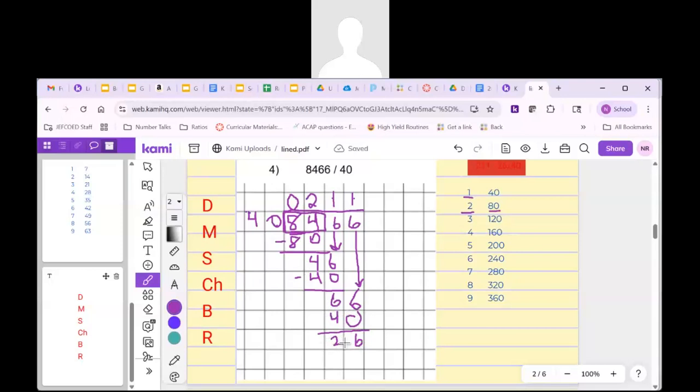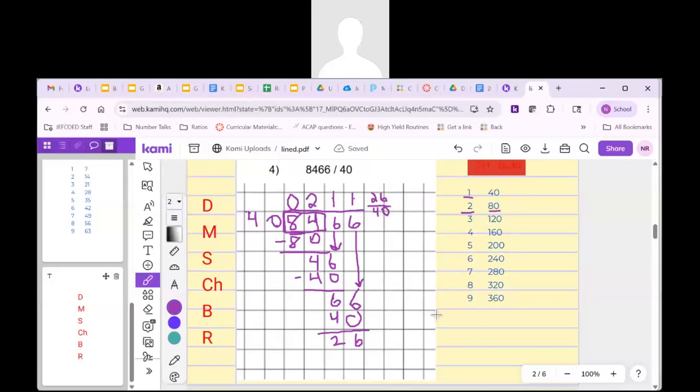Okay. So this will be 26 over 40. The remainder is 26 out of a group of 40 that you're trying to make. 26 out of 40. And we're not going to worry about simplifying right now.